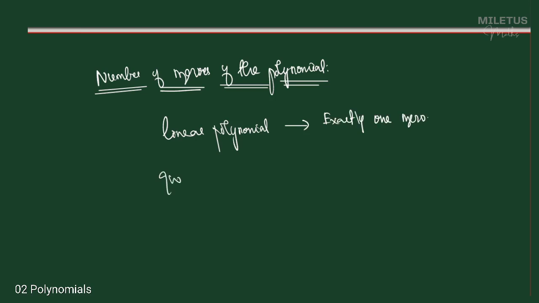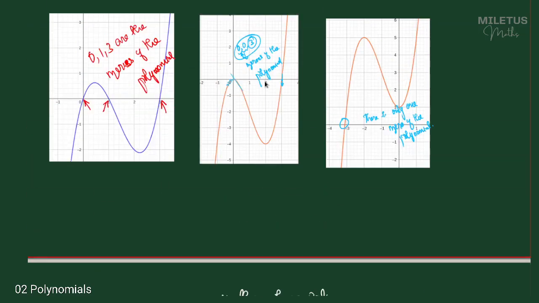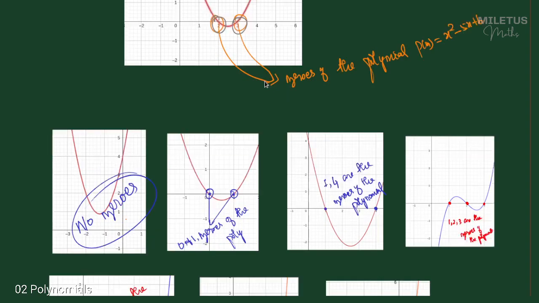And for a quadratic polynomial, since the degree is 2, it can have at the most 2 zeros. Remember, I am safely using the words at the most here. You need to be careful. That means it need not have any zero at all. You can see one example that we have seen in the first one.